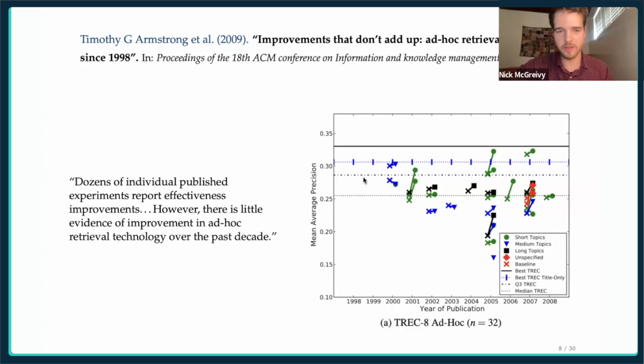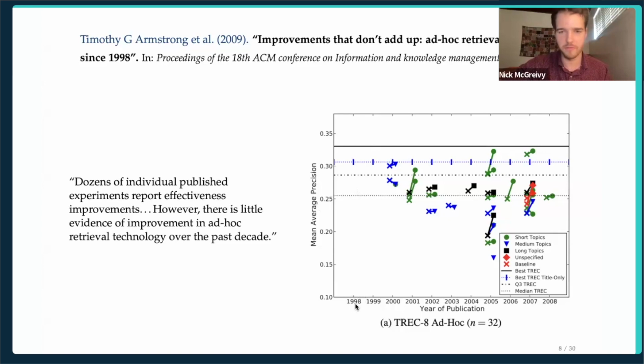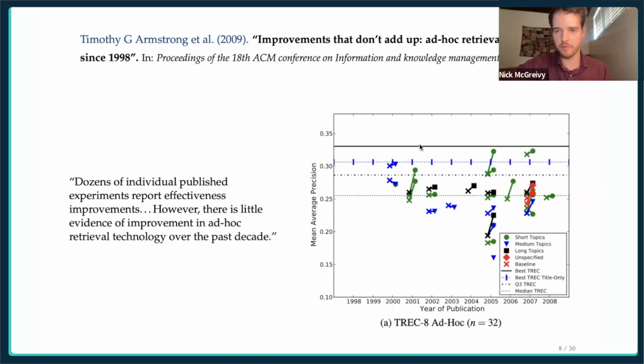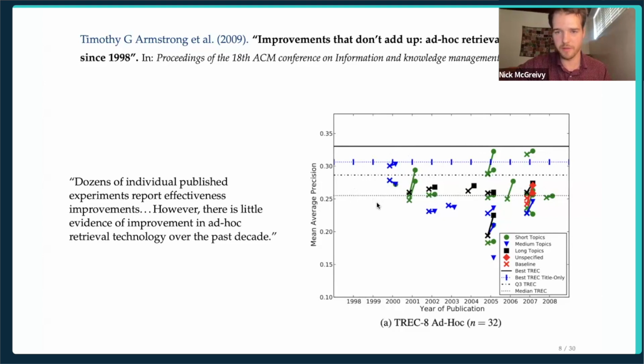What they do is look at a contest in 1998 on a standard benchmark. This is like an MNIST of information retrieval. The black line was the best result achieved in 1998. This was the 75th percentile of results in 1998, and this is the 50th percentile.